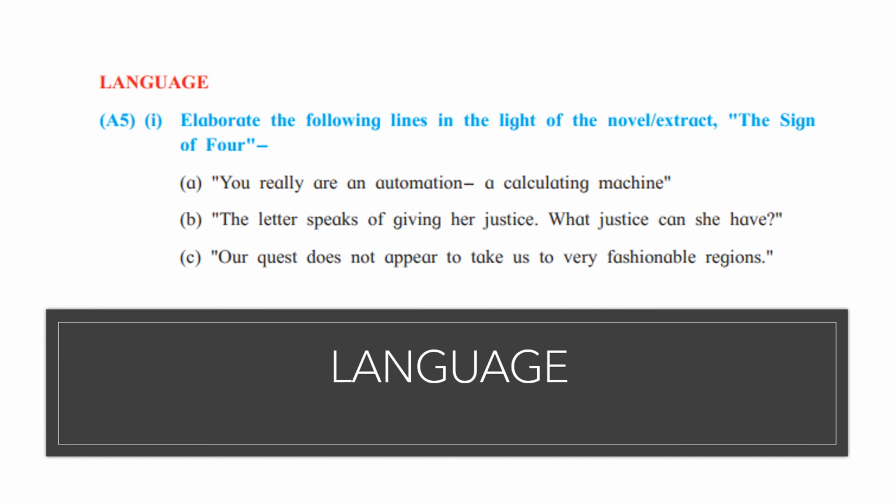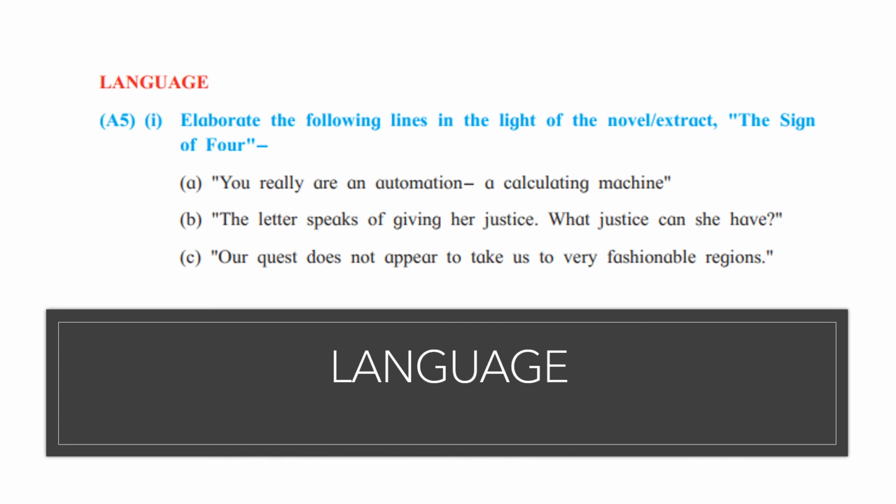Question number 5, we will be discussing language, and we need to elaborate the following lines in the light of the novel, The Sign of Four. You are an automaton, a calculating machine. Which means Holmes is focused in his case and considers every character associated with the case as a factor in a problem.